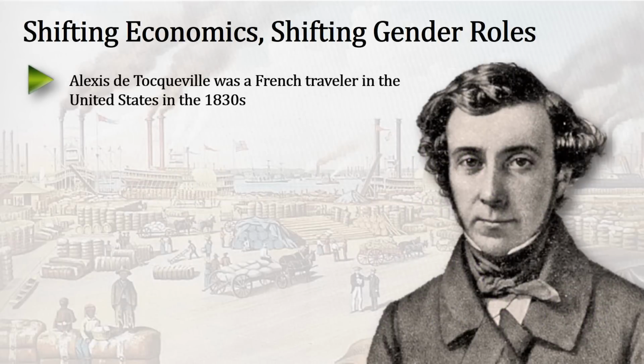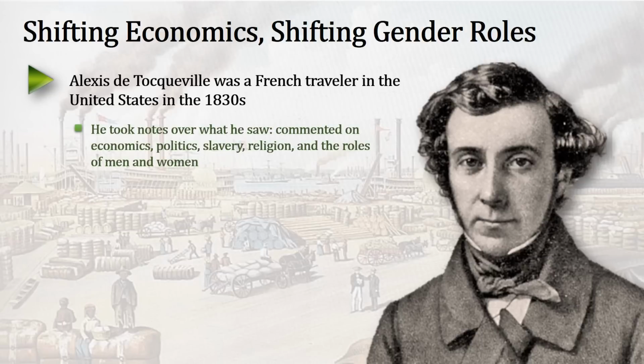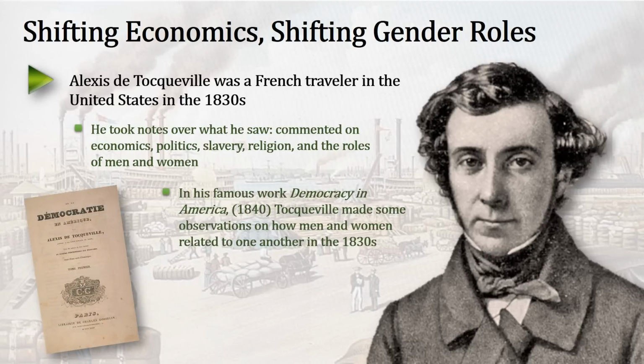Alexis de Tocqueville was a French traveler in the United States in the 1830s. He took notes over what he saw. He commented on our economic system, our political system, slavery, religion, and even the roles of men and women. In his famous work, Democracy in America, which was published in 1840, de Tocqueville made some observations on how men and women related to one another in the 1830s.